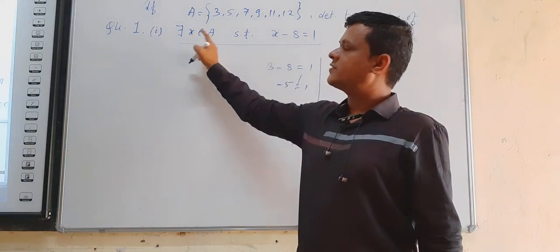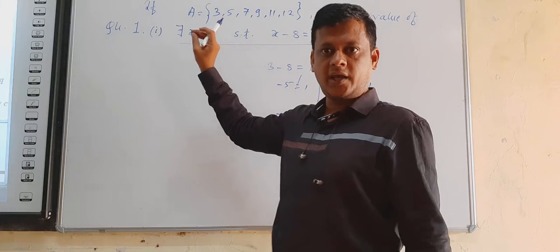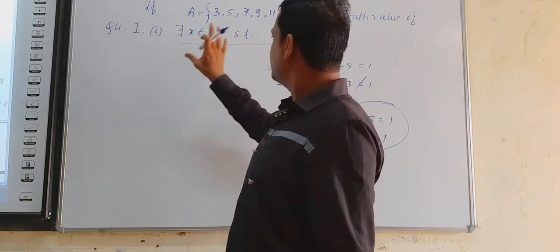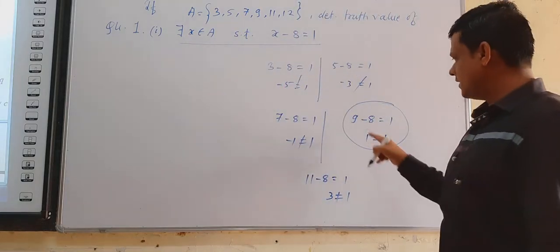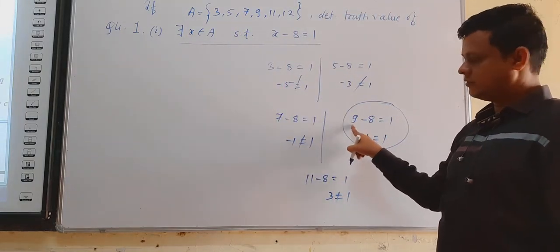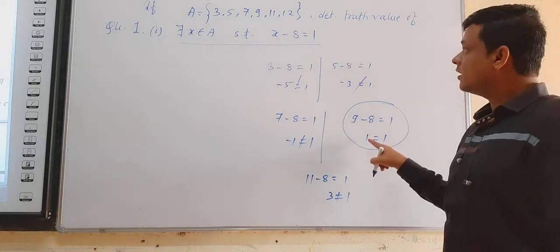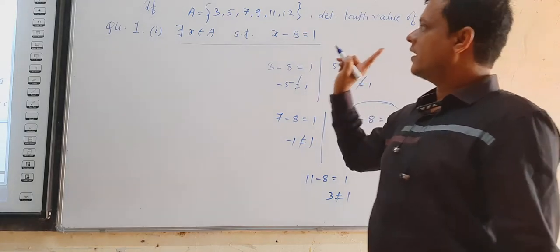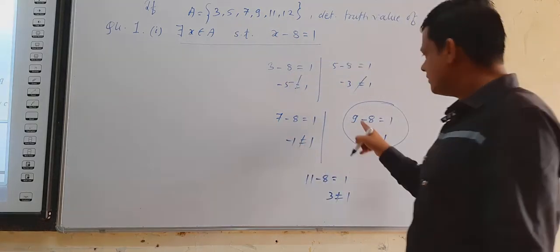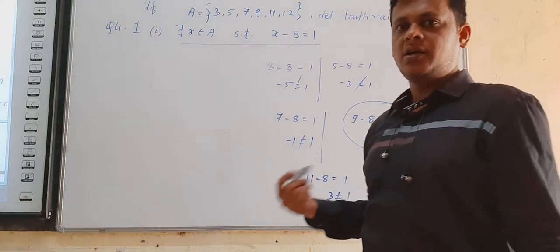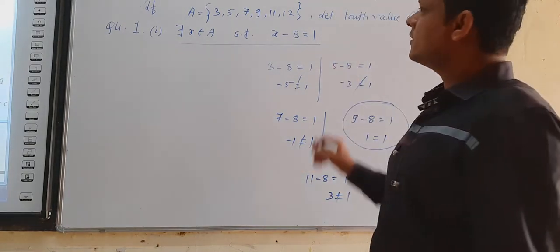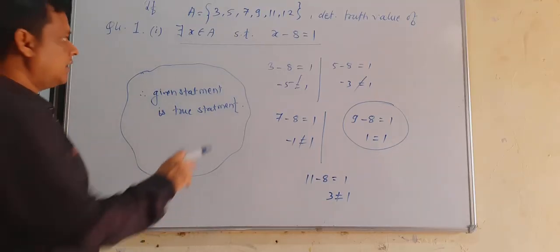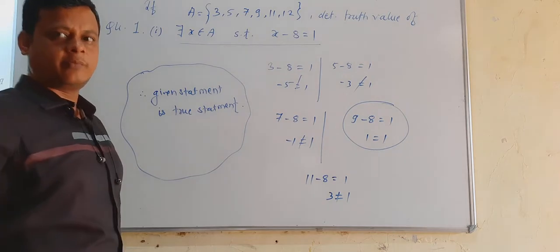There exists x belongs to A, or we can read it as there exists at least one x belongs to A such that x minus 8 equals 1, and here is this value. For x equals 9, we get 1 equals 1, that means LHS equals RHS. There exists at least one value which is 9. Therefore, the given statement is true. In this way, we can solve the remaining questions. Therefore, the given statement is a true statement.